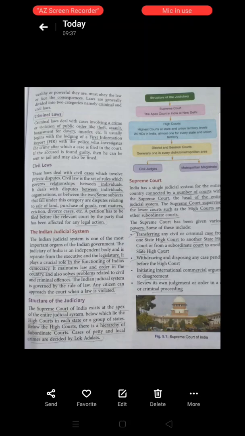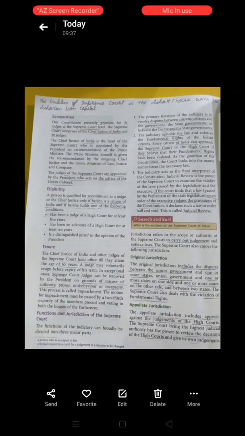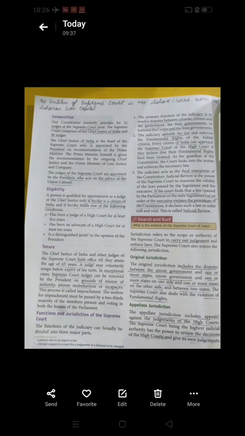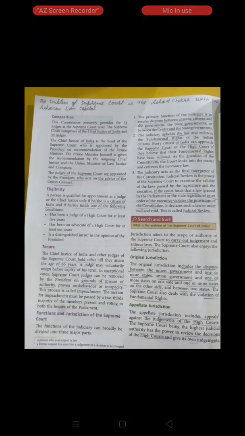Further, we came to know about the Indian judiciary system, which includes the Supreme Court, High Court and the subordinate court. In the first video we had already discussed the Supreme Court in detail. There are a total of 31 judges in the Supreme Court: one Chief Justice of India and 30 other judges. We also learned the eligibility criteria to become a Supreme Court judge or the Chief Justice of India.